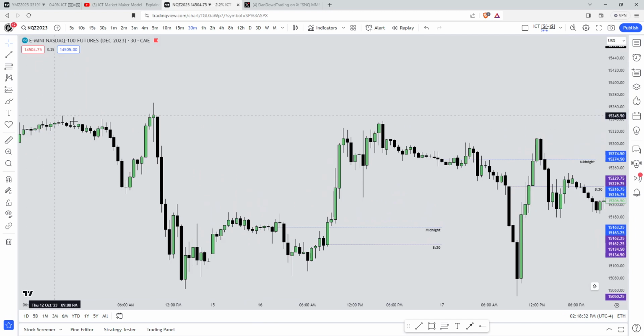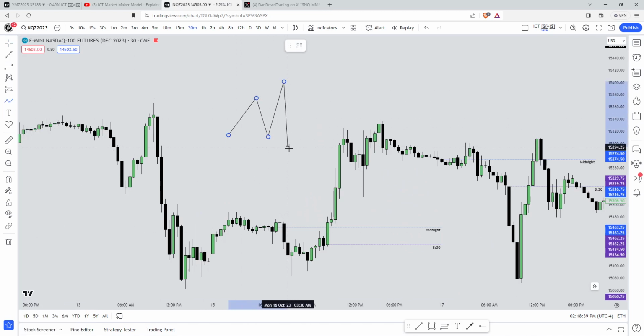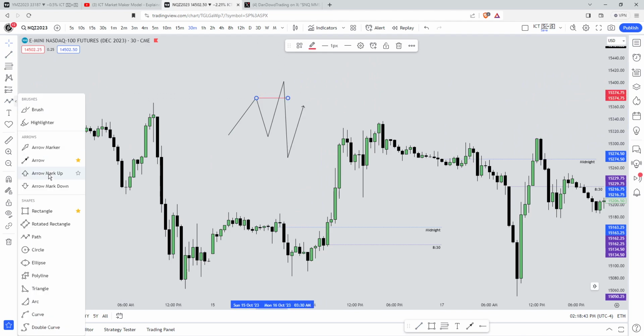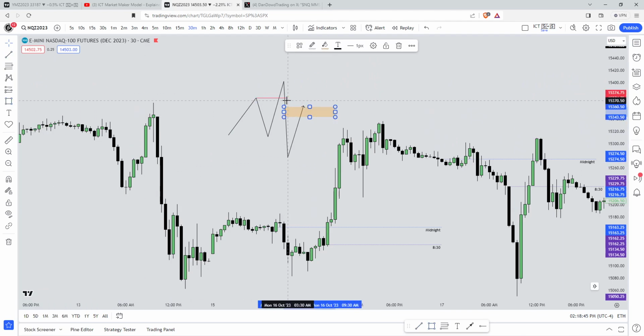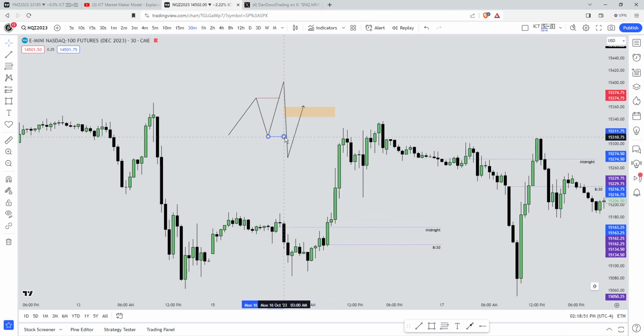What you're looking for is manipulation above midnight and 8:30, and then you're looking for a sell model, something like this. You want to see buy side liquidity get taken out. You also want to see a fair value gap get created and a market structure shift to the downside. So that would be the market structure shift right on that blue level right there. If we don't have that, there is no power of 3 set.